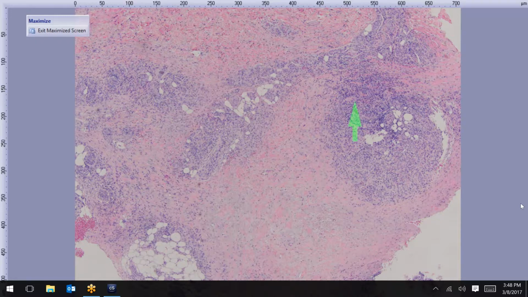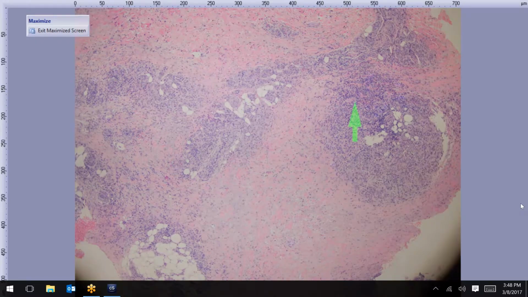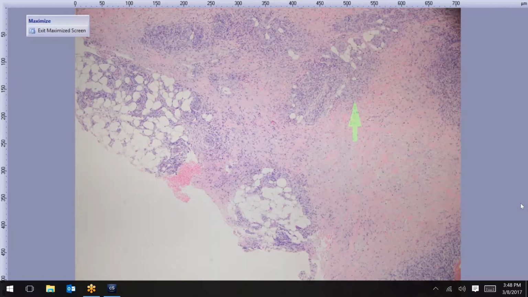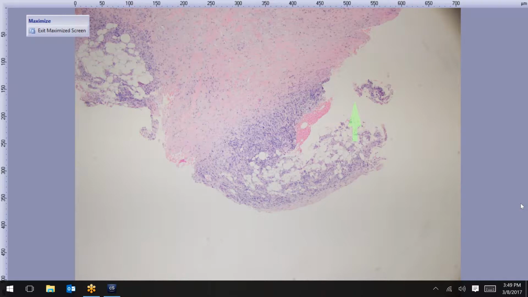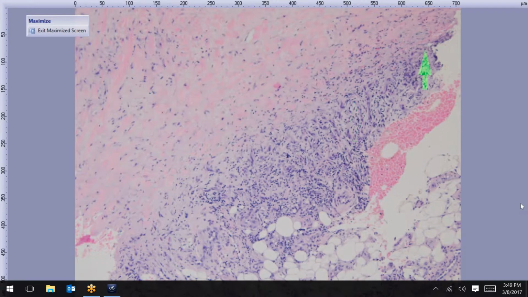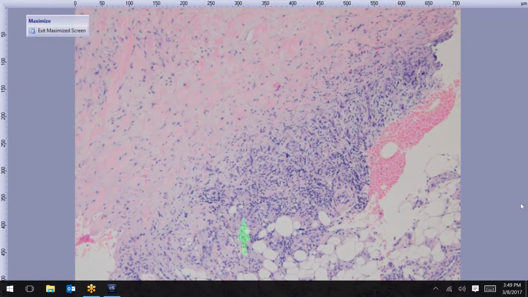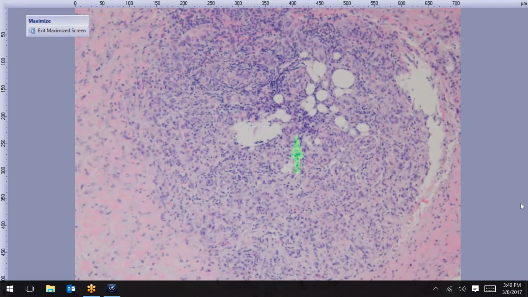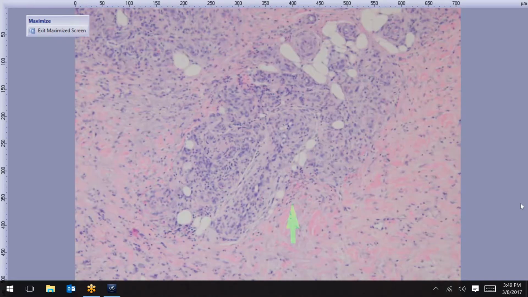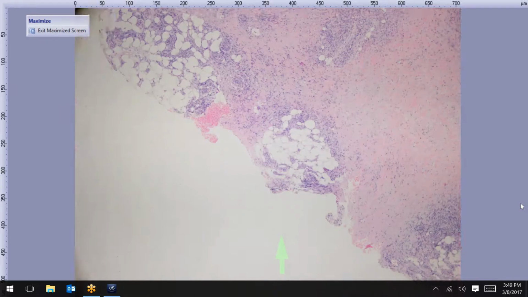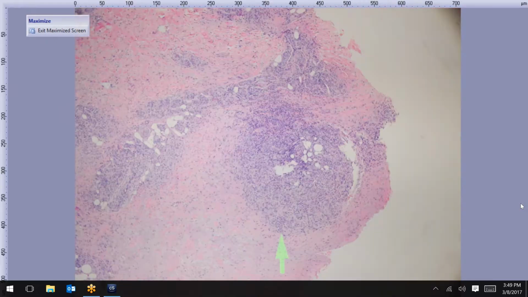We'll go on a little higher power here, and we'll take a closer look at this inflammation. You see that it's kind of marginating off to the edges of the subcutaneous tissue, of the lobules. So thickened septa, and we've got this kind of mixed inflammation that's primarily septal, spilling over a little bit into the lobules.